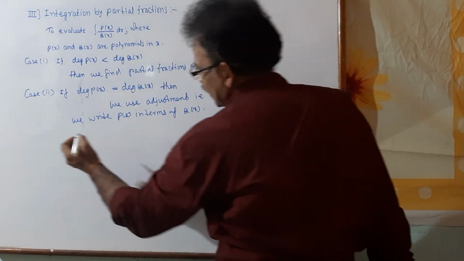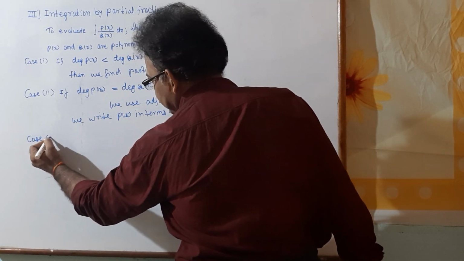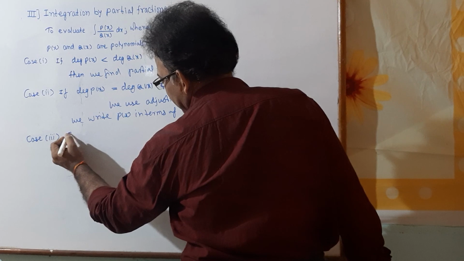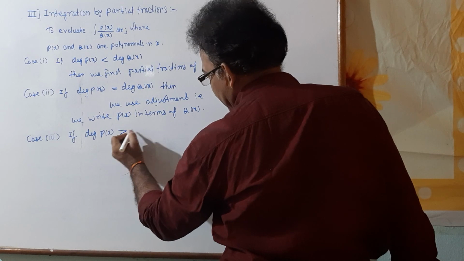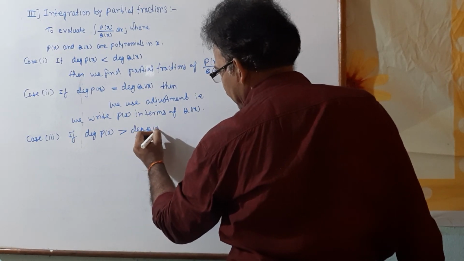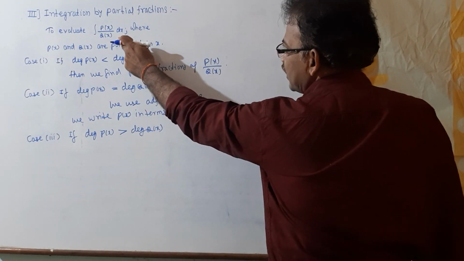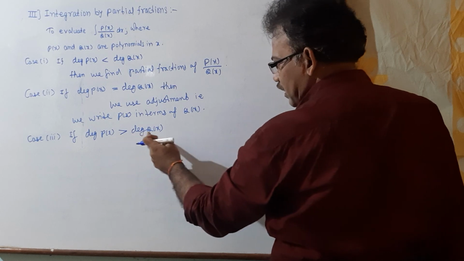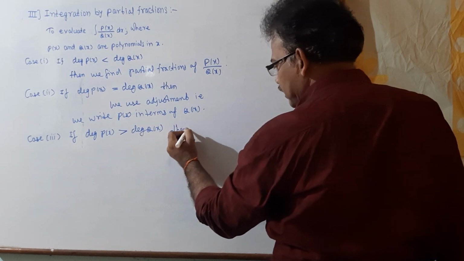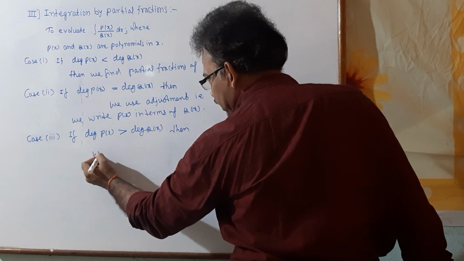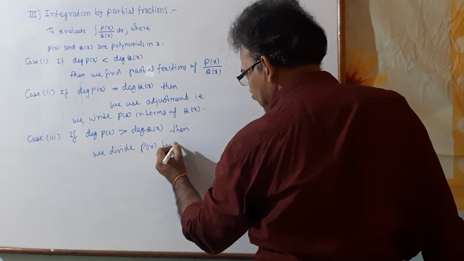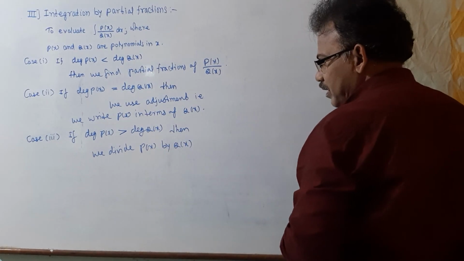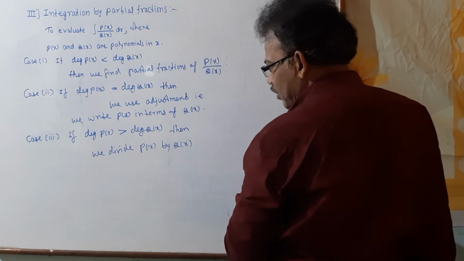And similarly case 3: if the degree of p of x is greater than the degree of q of x, that is, the degree of the polynomial in the numerator is greater than the degree of the polynomial in the denominator, then in such case we divide p of x by q of x. We take actual division.